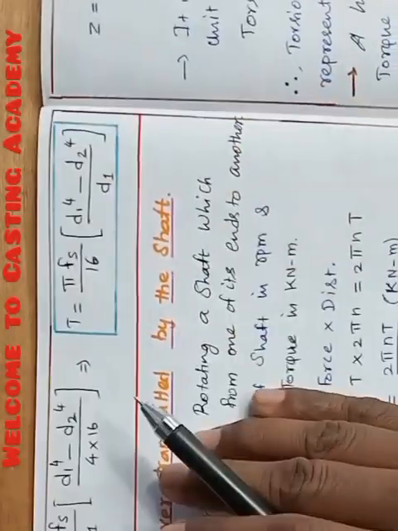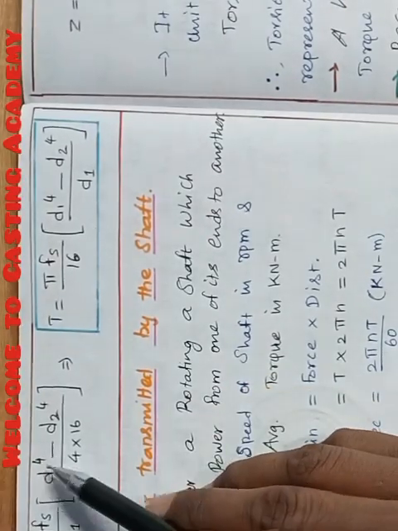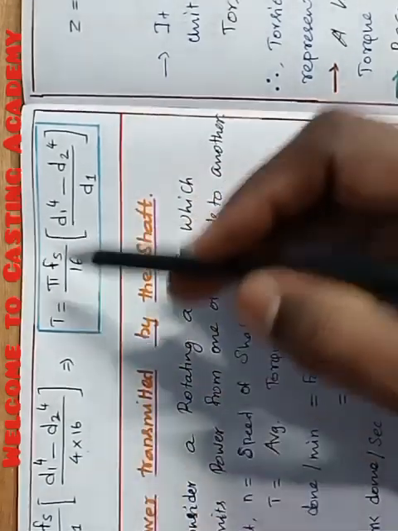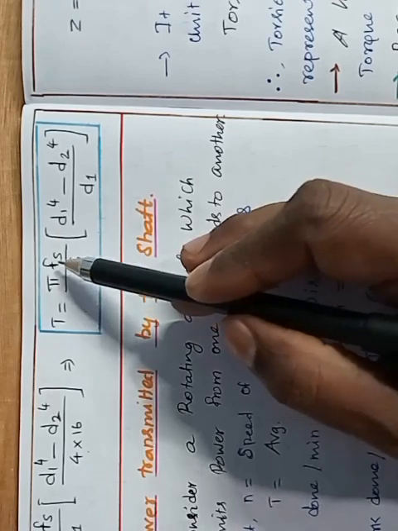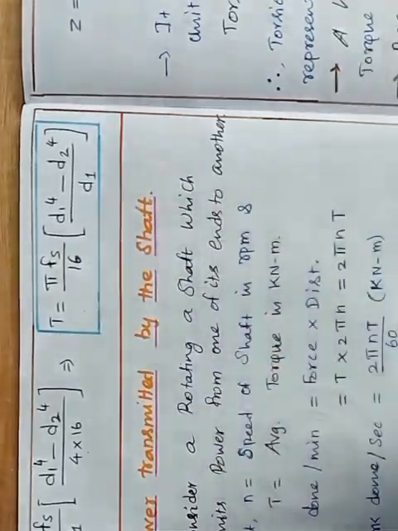So finally we got 4 pi Fs divided by d1 into d1 power 4 minus d2 power 4 divided by 4 into 16. We got torque equal to pi into Fs divided by 16 into d1 power 4 minus d2 power 4 divided by d1.